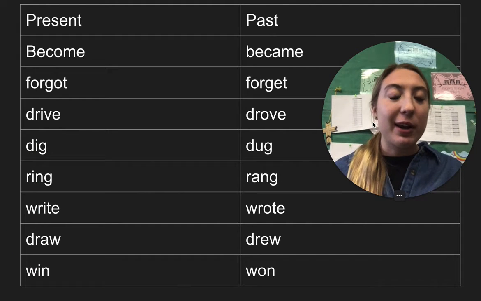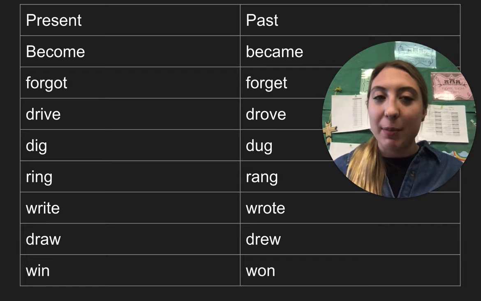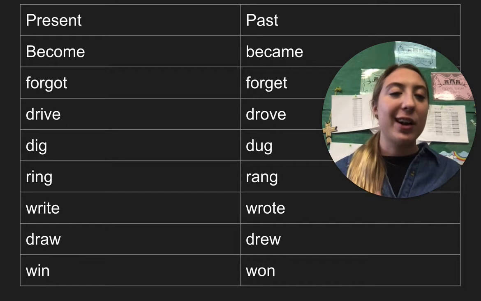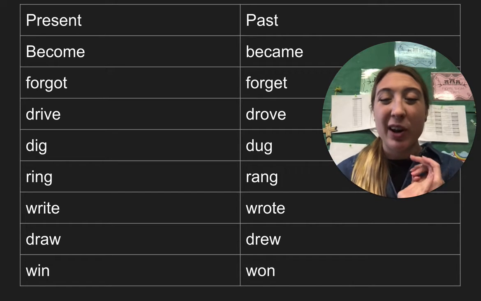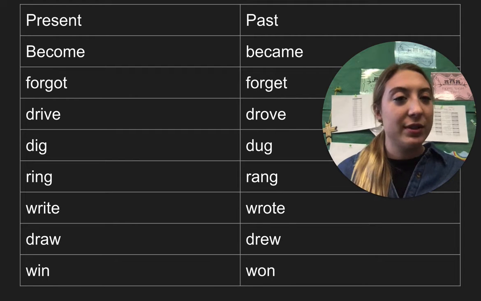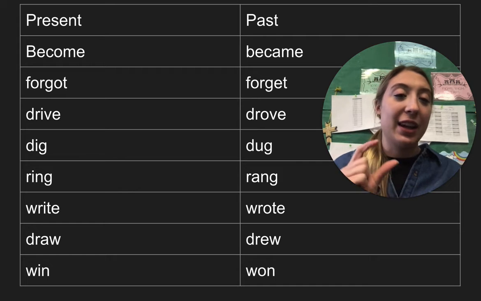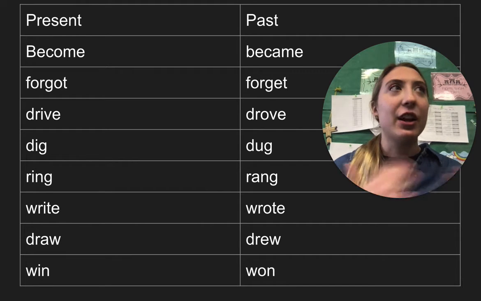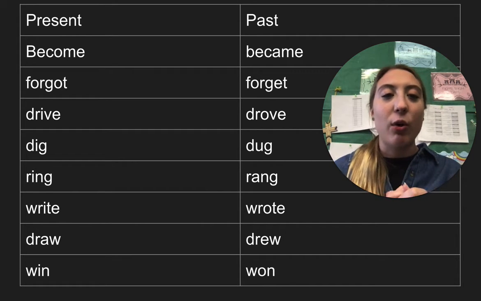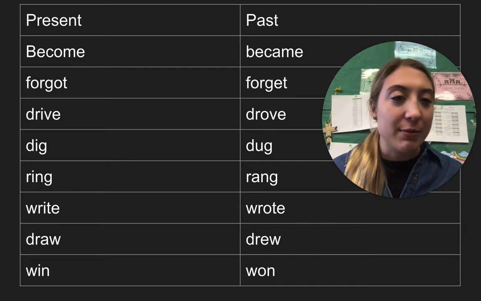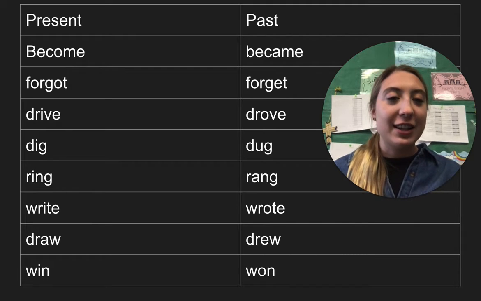So we are again taking our notebook that we worked on the past 2 lessons, and we are continuing with our chart because remember, these verbs don't have rules. We have to memorize them, which might be difficult. That's why we're taking a little at a time, but I know you are all very smart. So let's get started.